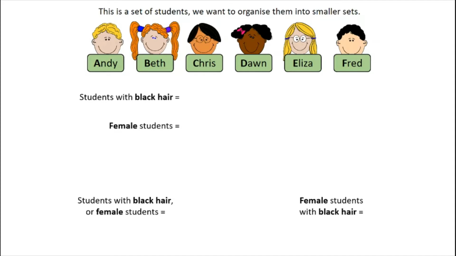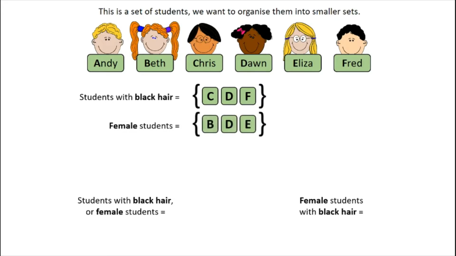So if I was doing this, my first set, students with black hair, would be Chris, Dawn and Fred. They all have black hair, so my first set is C, D and F. My second set would be female students. Well, Beth, Dawn and Eliza are all female.